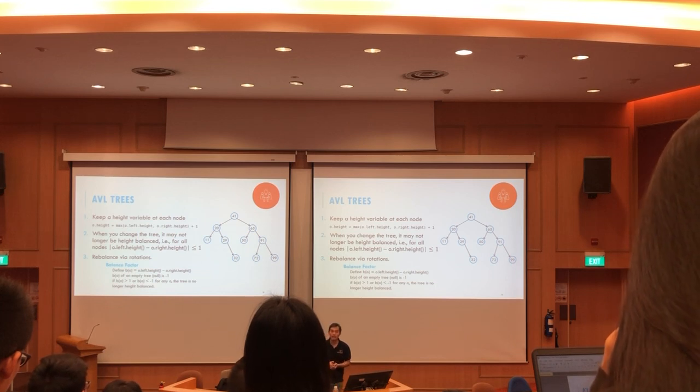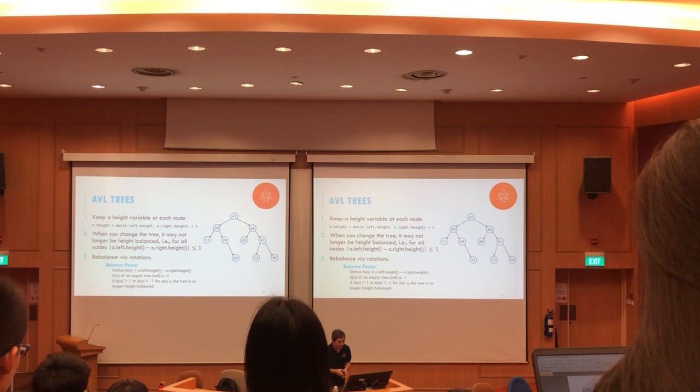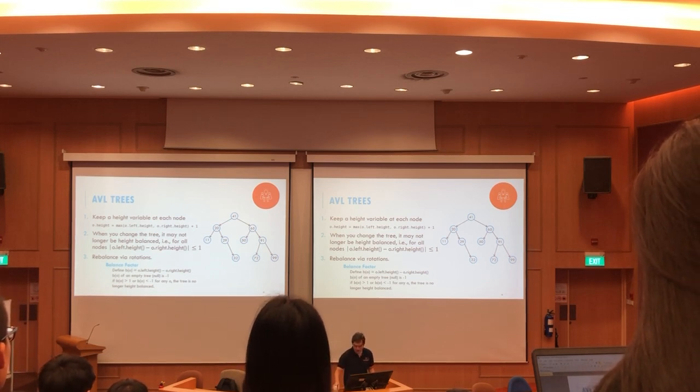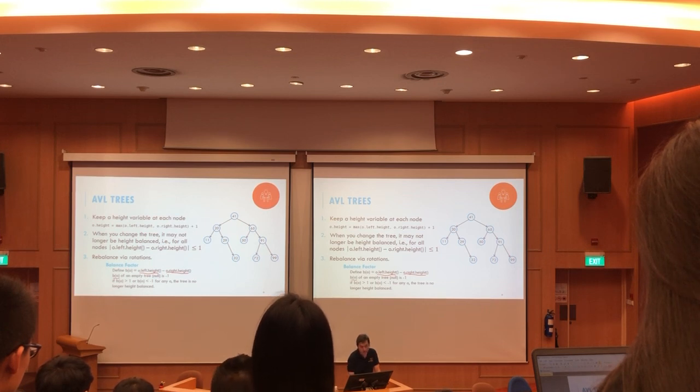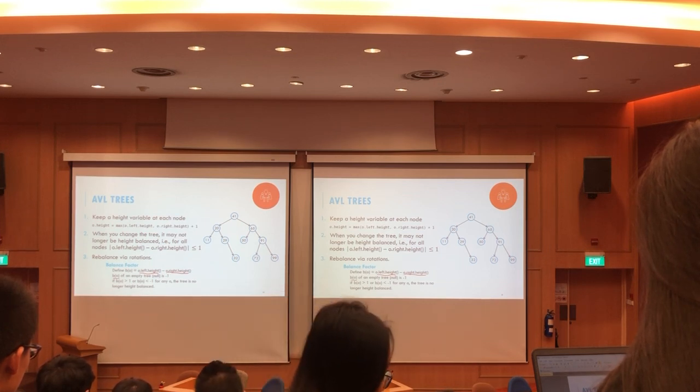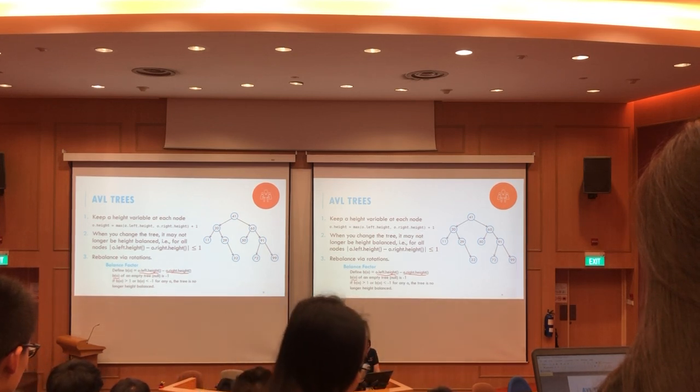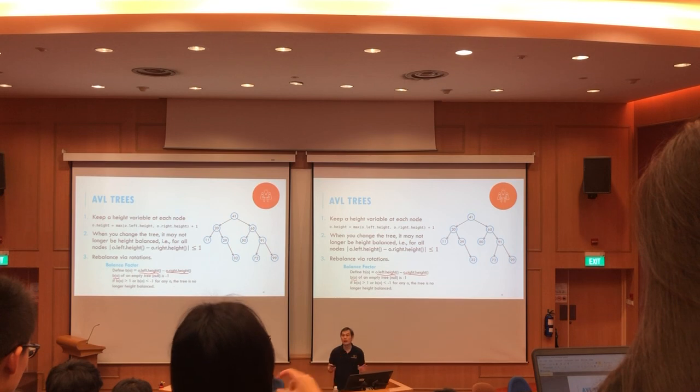The balance factor is going to tell us whether we need to do a rotation or not. The balance factor is simply the left subtree's height minus the right subtree's height. The balance factor of an empty tree, which is a null, is -1, by definition. If the balance factor is bigger than 1 or smaller than -1 for any node, then the tree is no longer height balanced.